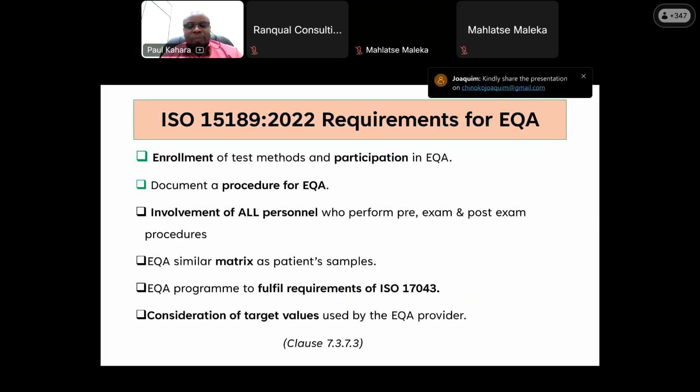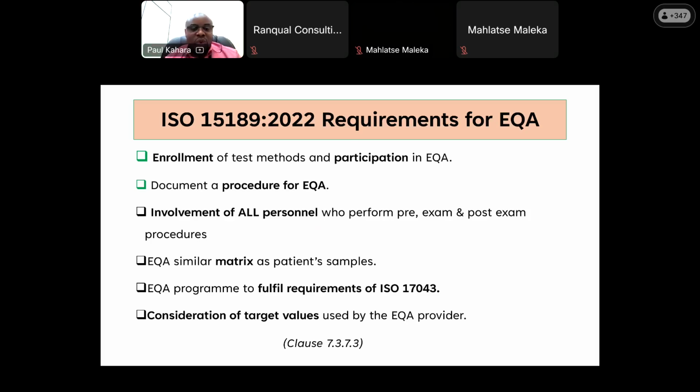When it comes to EQA, these are just some of the quick requirements of EQA according to ISO 15189 2022. One is that all our testing methods must be enrolled into EQA, including the point of care testing. So no tests should be left behind, whether it's a small test, as we call them, or a very complicated test. A procedure should also be documented for EQA, and we should make a point of involving everybody.